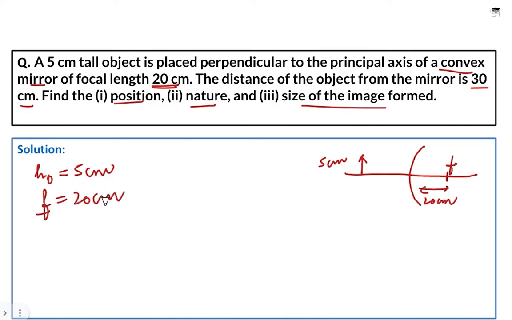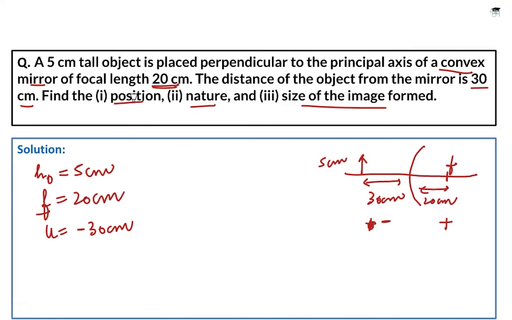Now F is positive because the focal length of a convex mirror is always positive. Just remember that. The focal length of a concave mirror is negative and of a convex mirror is positive. The distance of the object from the mirror is 30 centimeters. So this distance is 30 centimeters. That means U is 30 centimeters and it is minus, because distances in this direction are minus and in this direction are positive. So U is minus 30 centimeters.